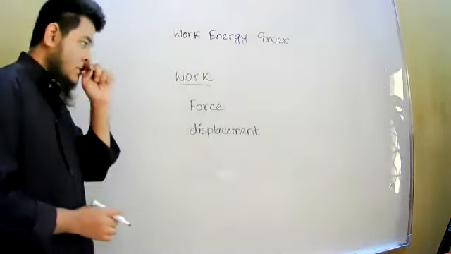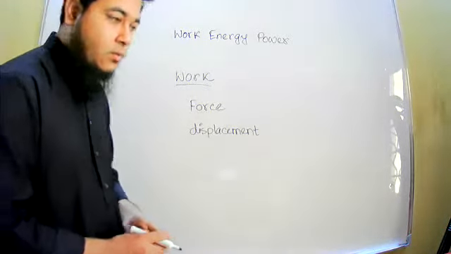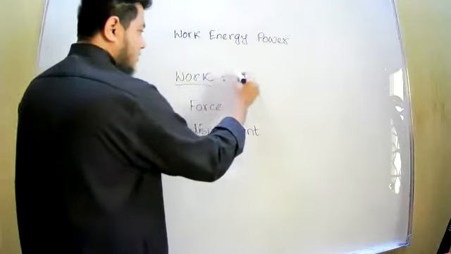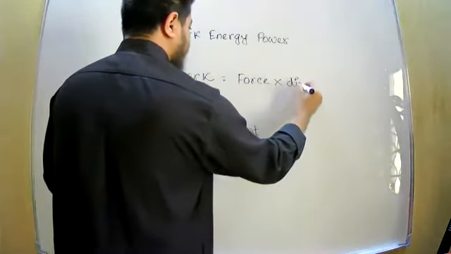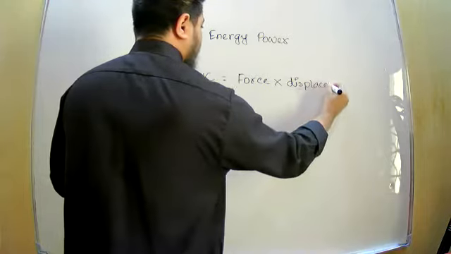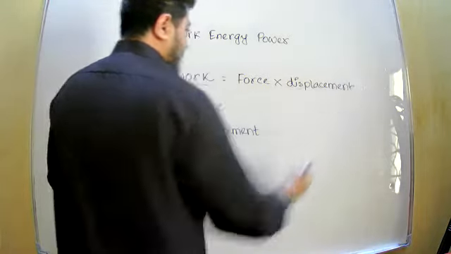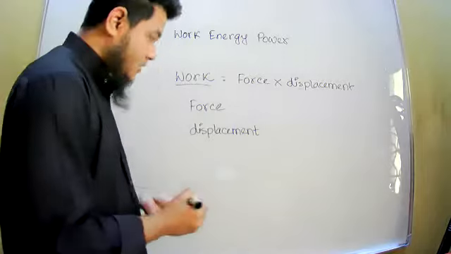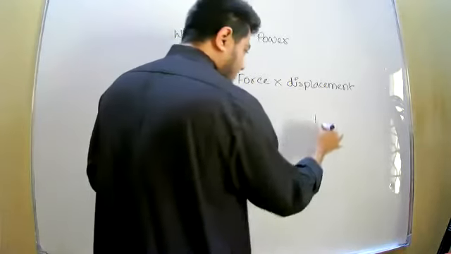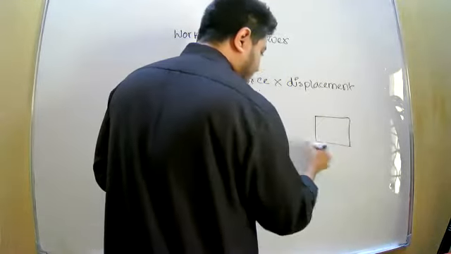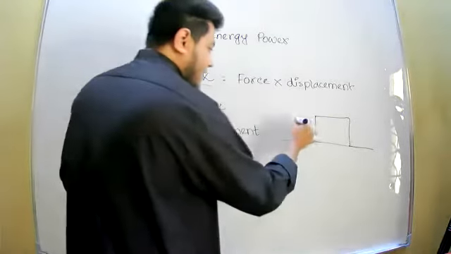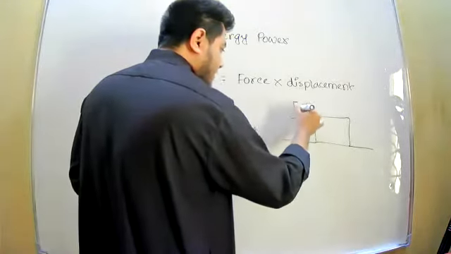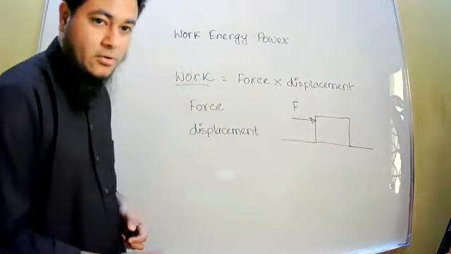Okay, so as I was saying, what is the definition of work? Work is the product of force and displacement. Let me explain it a little further. Let us say this box is kept on the floor. We are applying a particular amount of force. Let us say F amount of force is being applied on it.